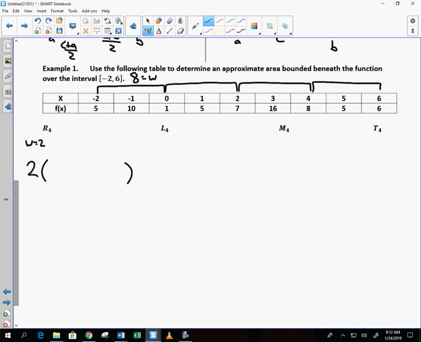So I want to do the right hand. So where do I evaluate the first height? 0. And I evaluate the next height at, and I get 7. Evaluate the next height at, and I get 8. And the next height at, and I get 6. So we've got 2 times 8 plus 8 is 16, plus 6 is 22. I get a total of 44.